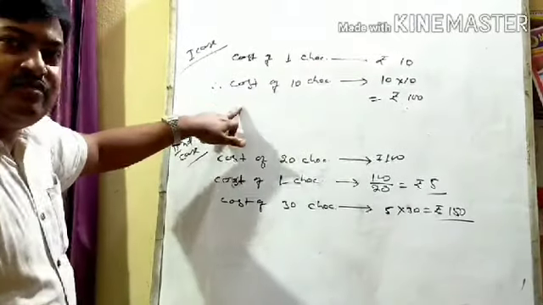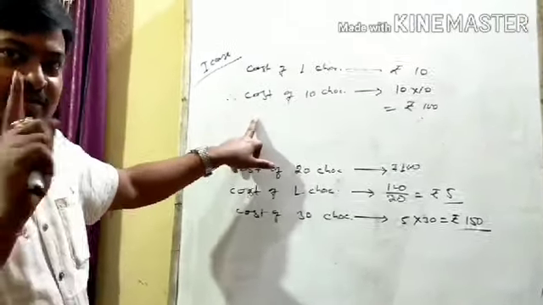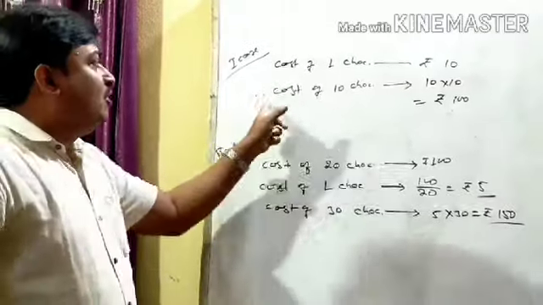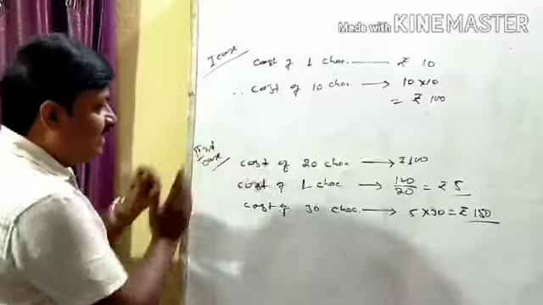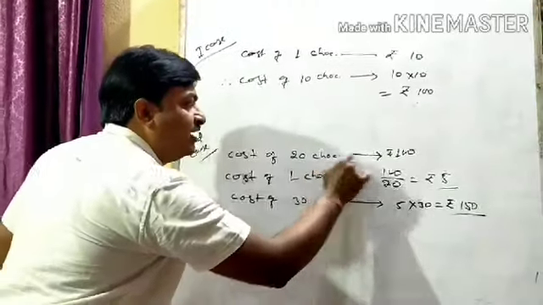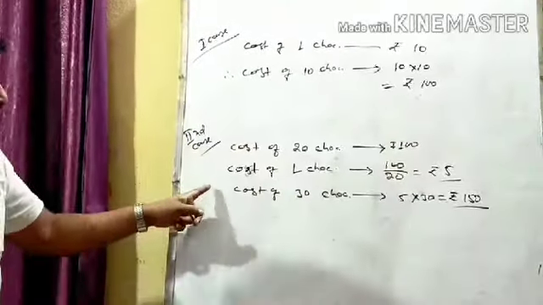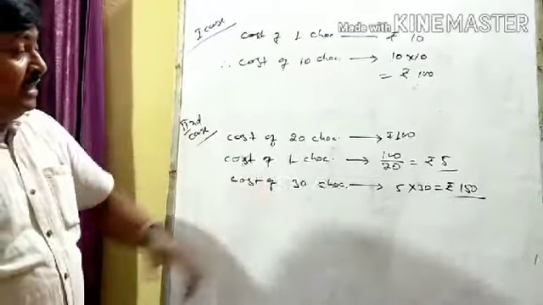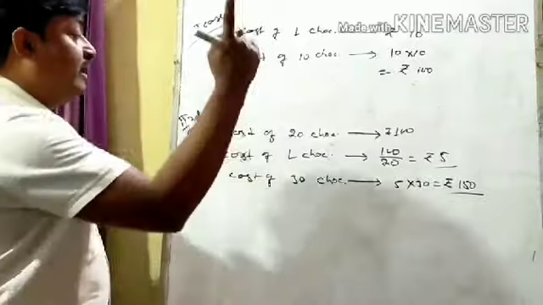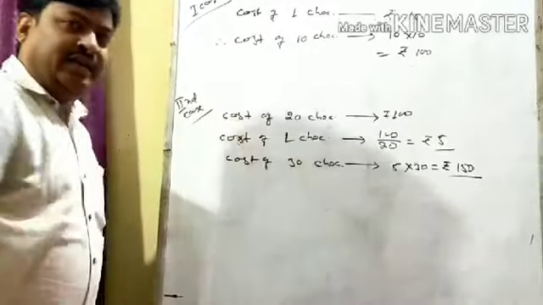So student, in the first case, we have the cost of one chocolate, that is rupees 10, so it is very easy to find the cost of 10 chocolate. Okay, chocolate is very sweet. Cost of 10 chocolate is rupees 10 into 10 equal to 100. But in the second case, we have only the cost of 20 chocolate, equal to rupees 100. How will we find the cost of 30 chocolate? To find it, first of all we need to find the cost of one chocolate.